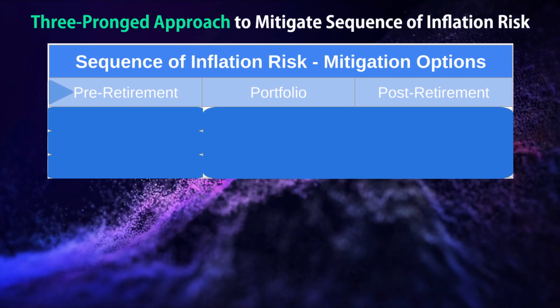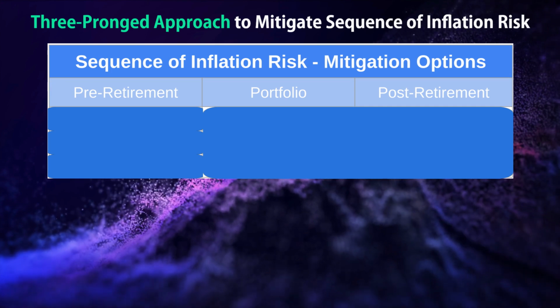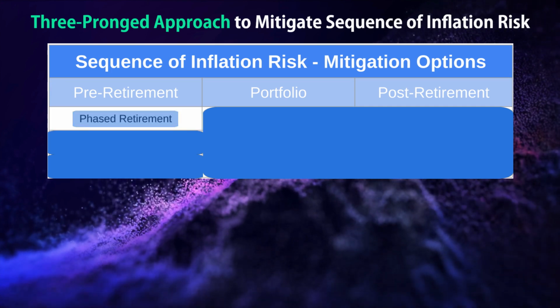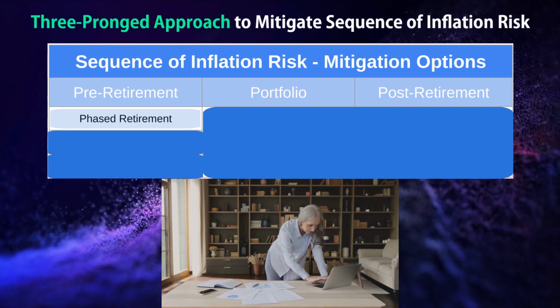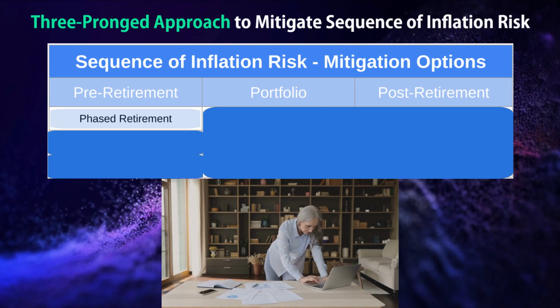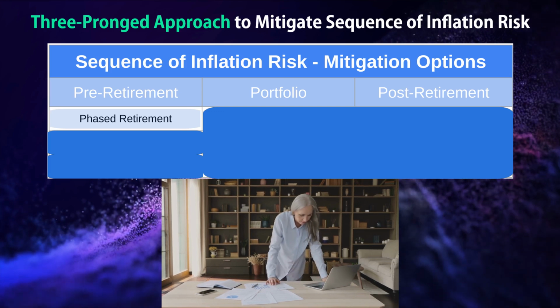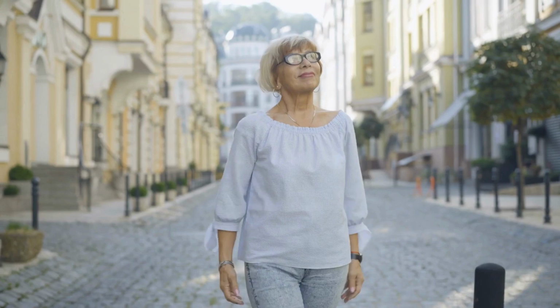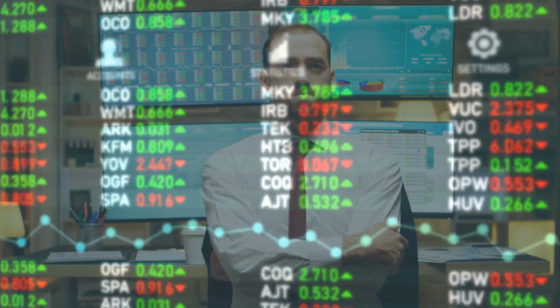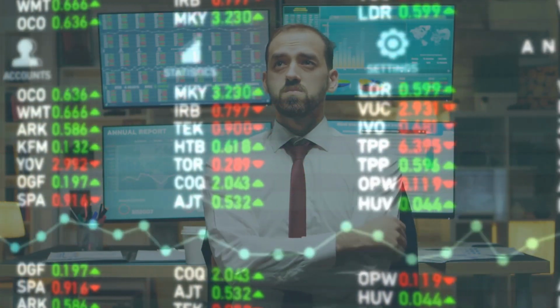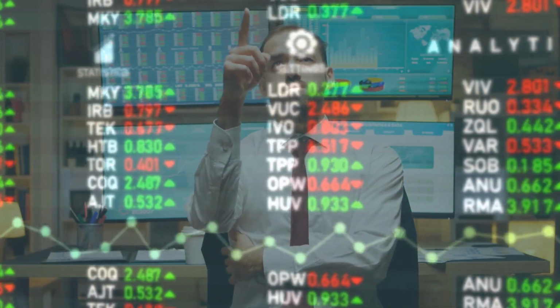Starting with pre-retirement strategies, there are 3 mitigation options in pre-retirement. First, consider a phased retirement, if this is an option with your employer, by gradually reducing your work hours while continuing to save for retirement. This can provide a good balance between full employment and full retirement, allowing you to ease into retirement, while monitoring the market and adjusting your saving strategy.